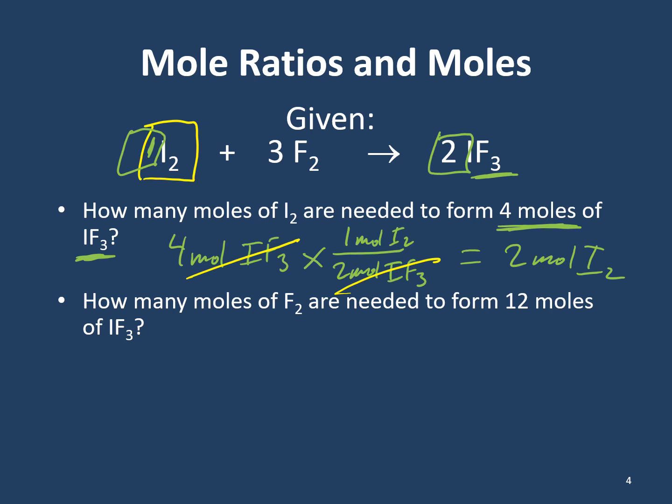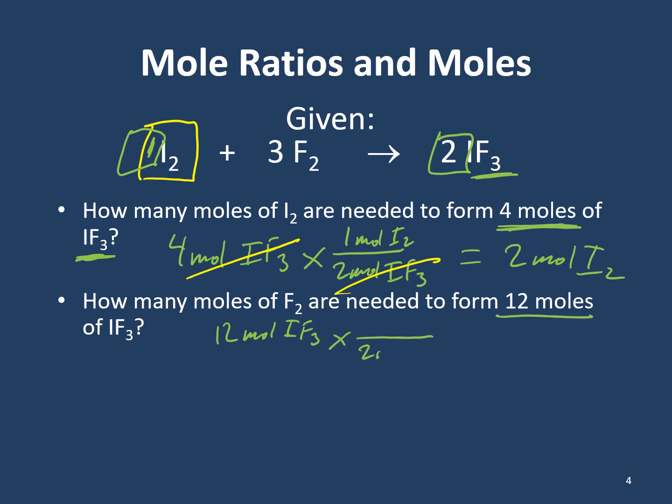What if instead of making 4 moles of IF3, I want to make 12 moles of IF3? And this time I don't want to know how many moles of I2 I need. I want to know how many moles of F2 I would need to do that. Okay, well, again, we know we have 12 moles of IF3. That was given in the problem.